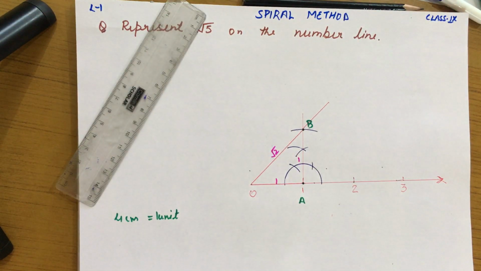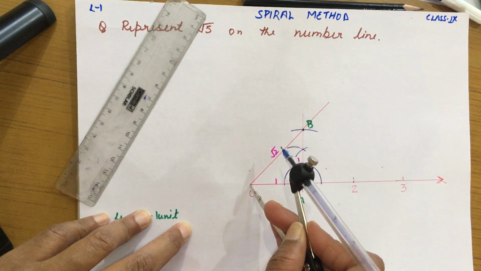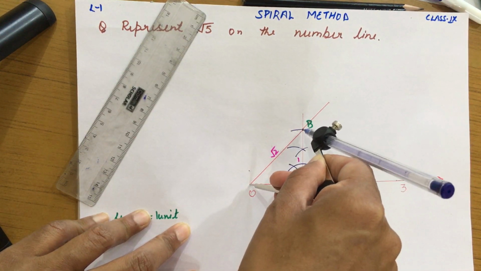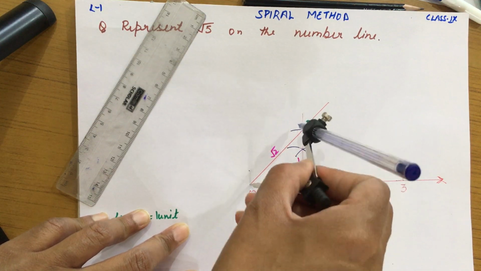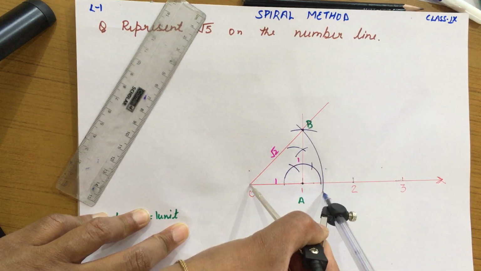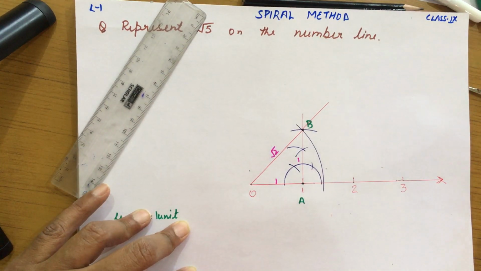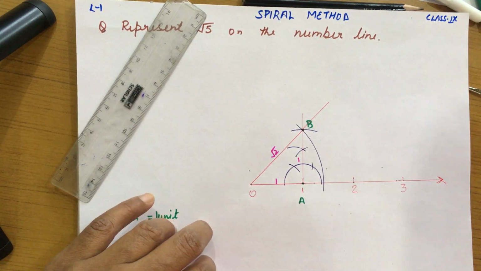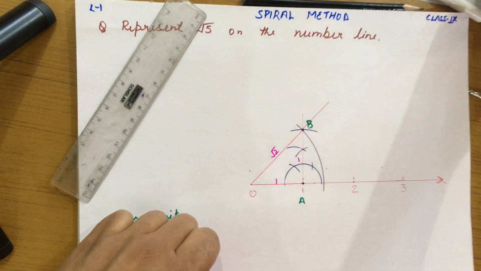And then I have to represent it on a number line also. So I will put a needle on O point and pencil on B point. Wherever it is intersecting, that point becomes my root 2.